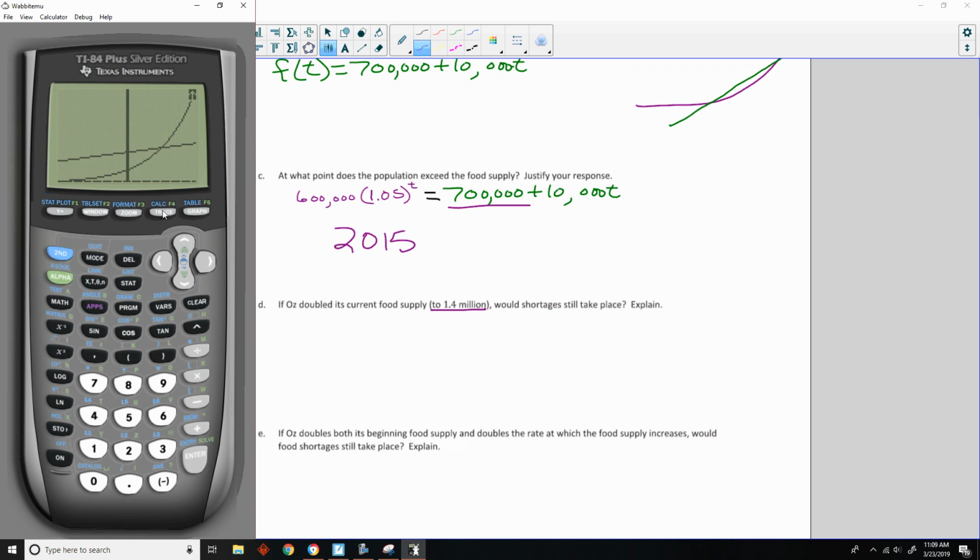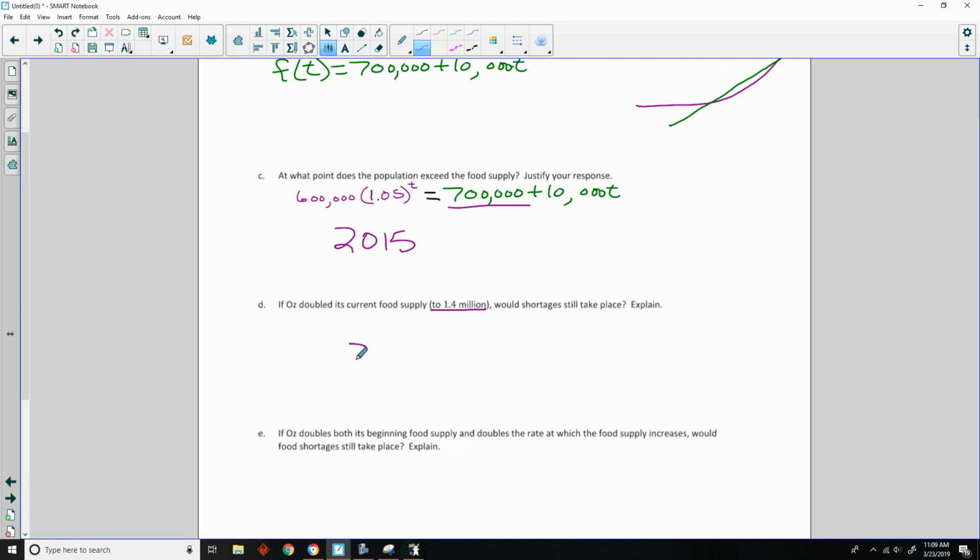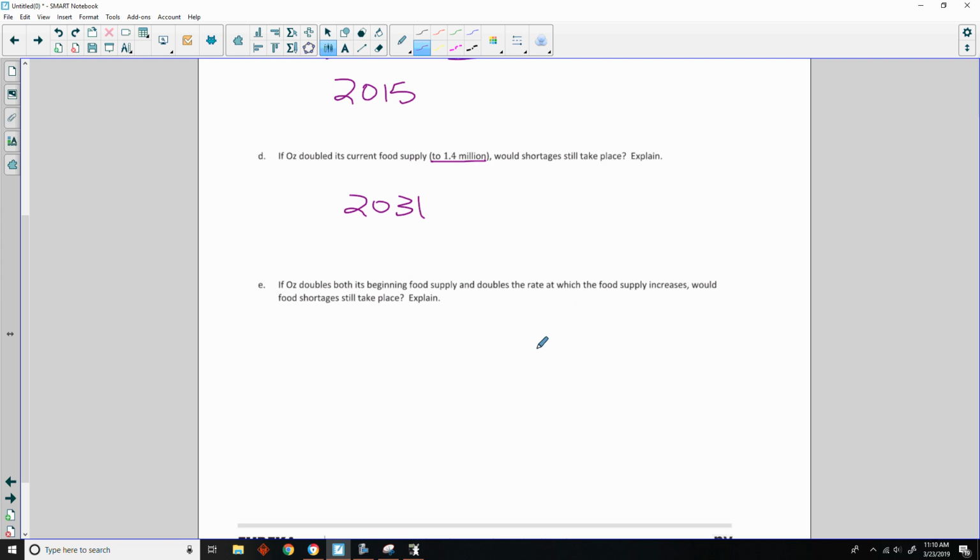And when will that occur? Well, we hit second, calculate, intersection, and hit enter 3 times, and it will give us this point here. So it's after 20 years. So in the 21st year from 2010. So after the 21st year. So it's still going to happen in the year 2031. I'm explaining it verbally. I'm not going to write the explanation.